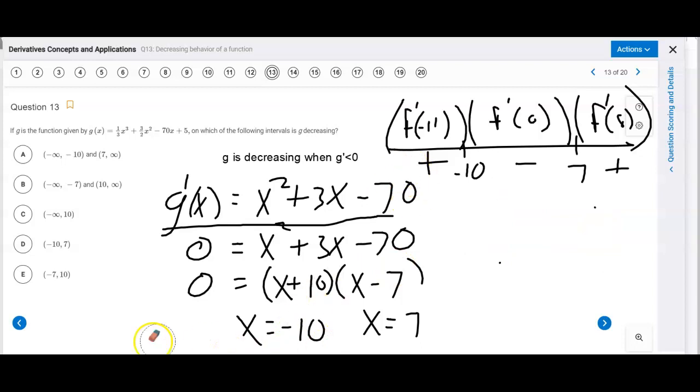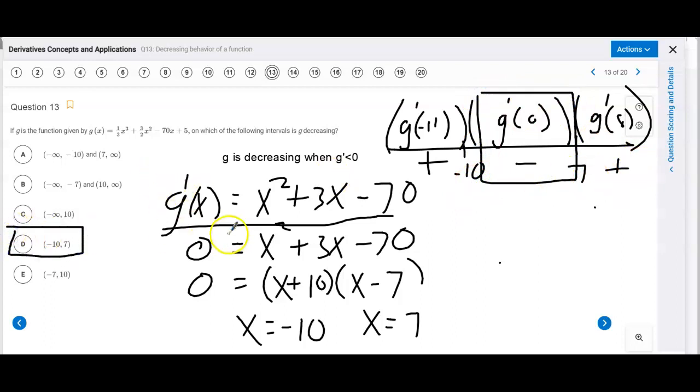And I made a boo-boo here. On an FRQ, I would lose points for this. I put f, and that's not the function we're dealing with, is it? It's g. Mr. Bailey, g. Got to watch out for that. All right. So, as you guys can see, the derivative is negative on the interval between negative 10 and 7. And so my answer here would be option B.